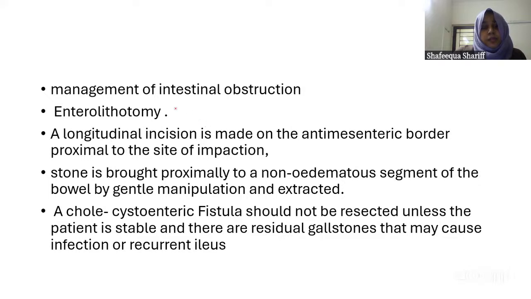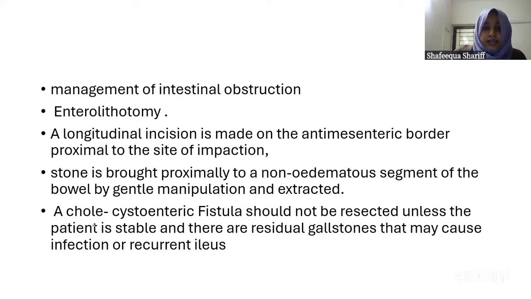First, primary management of intestinal obstruction. Then surgical management is enterolithotomy, so you remove the stone from the bowel. A longitudinal incision is made on the anti-mesenteric border, proximal to the site of impaction. And then the stone is slowly brought to the non-edematous segment of the bowel by gentle manipulation and extracted.